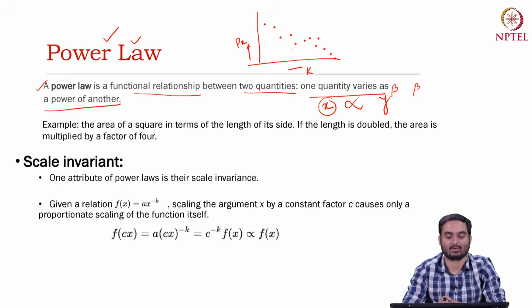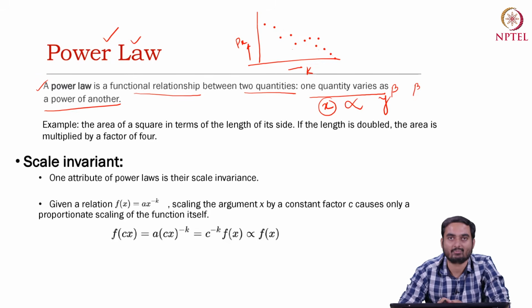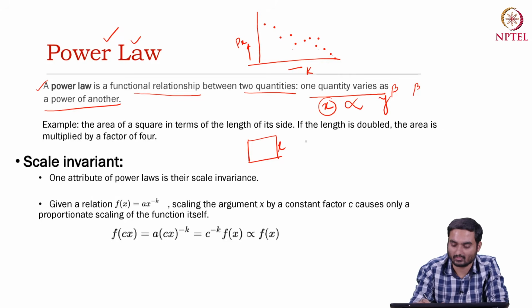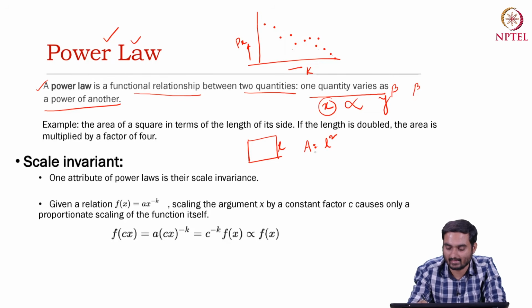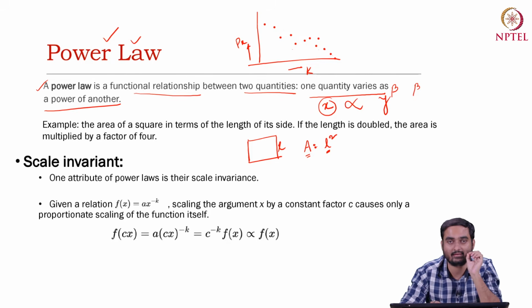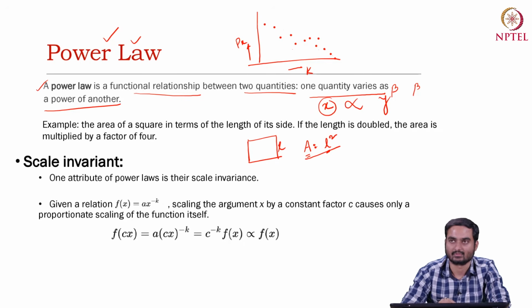Let's take a simple example of a power law. Let's take the area of a square. You have a square, and the length of every side is, let's say, L. So what's the area? Area of a square would be L square. You see that A varies with the power of L. Now this is a power law. Now this power law has a nice property. Remember, I haven't connected the relationship between power law and degree distribution. Let's only focus on what is a power law function. This is a power law function.